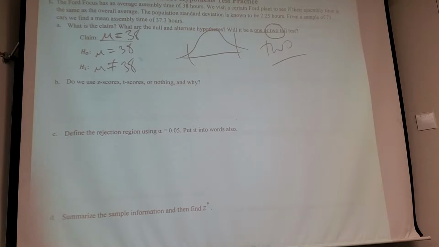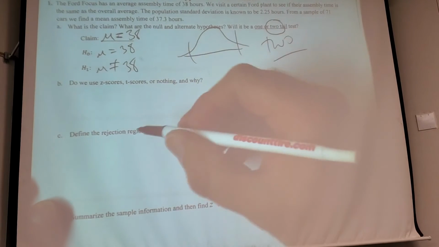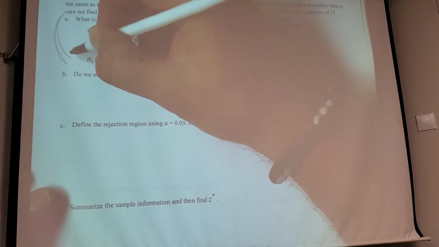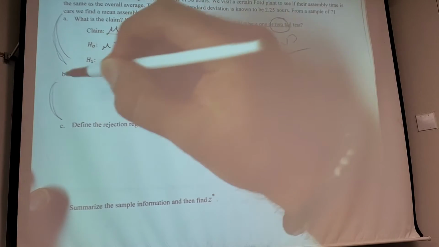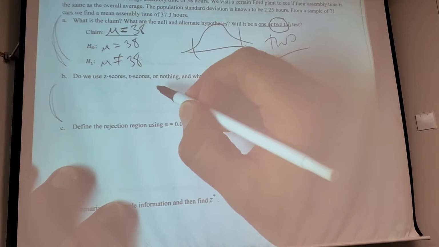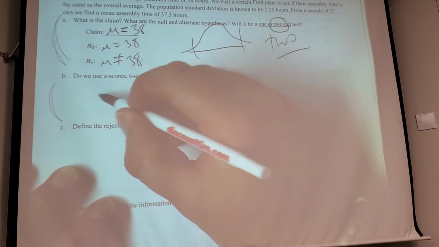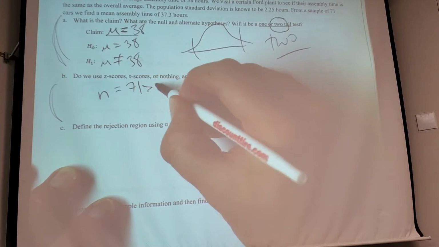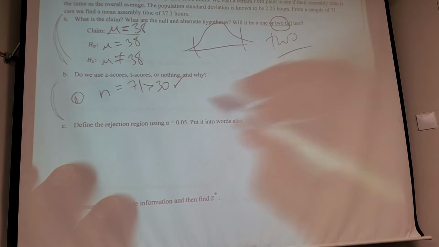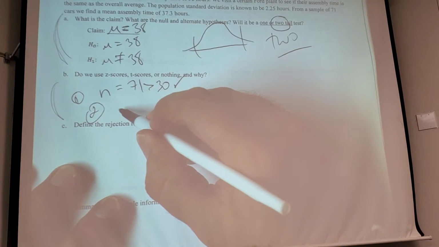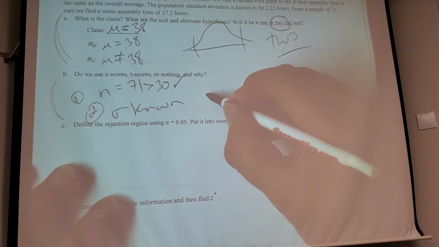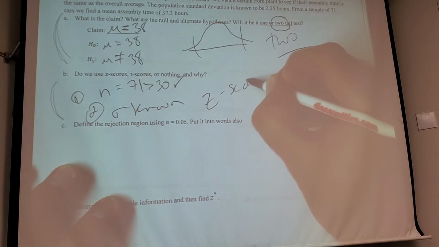All right. So this step is basically, what are you talking about? This step is, what can you use to talk about it? So what is it that tells me what I can use here? N equals 71, which is good. N is over 30. Check. So that's the first thing to check. So that tells me I can do something. You know the population sigma. Good. So that means I can do what? Z-scores.